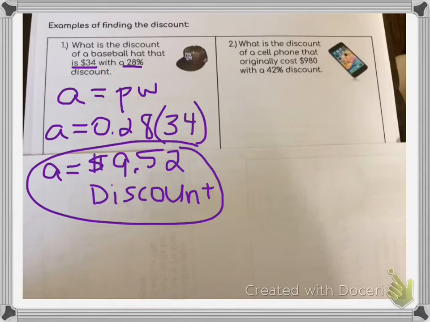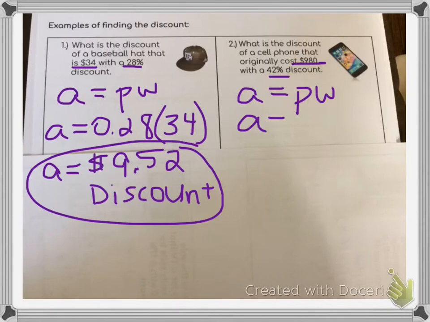Number 2, what is the discount of a cell phone that originally cost $980 with a 42% discount? Using the percent equation, same thing. A equals PW, part equals percent as a decimal times the whole. The original cost is $980, and we're getting a 42% discount. Well, if the original cost is $980, is that going to be my part, or my whole? That's going to be my whole.